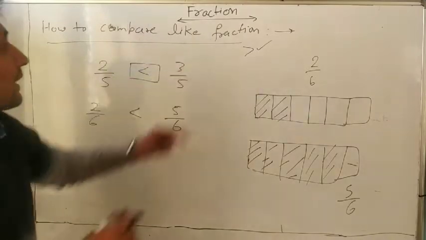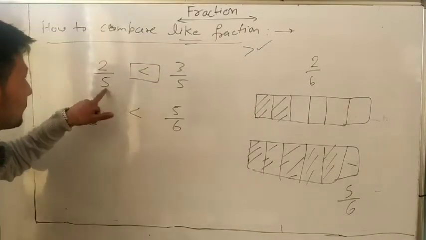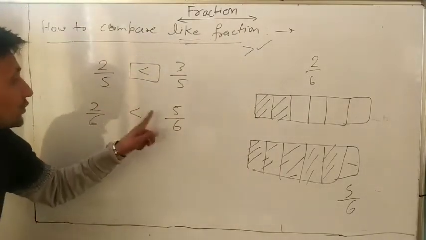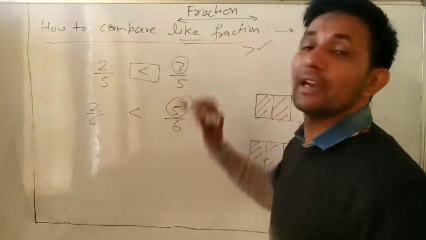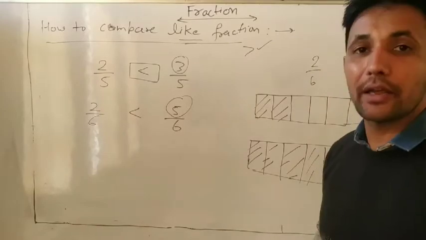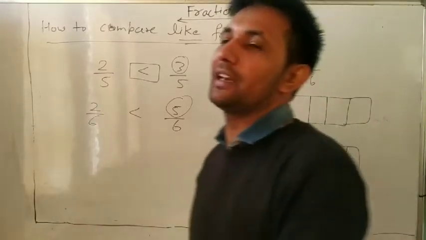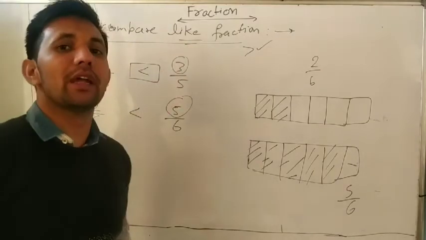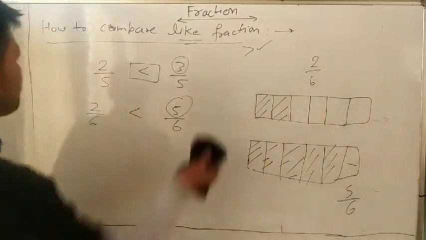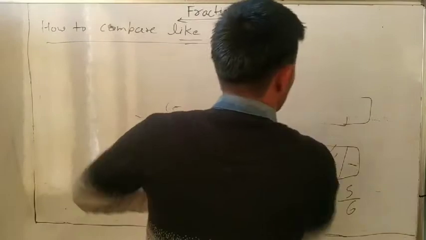If fractions are like, 5, 5, 6, 6, which one is greater? A fraction whose numerator is greater is also greater. So in a like fraction, the fraction whose numerator is greater is also greater. So note down, it is very important.